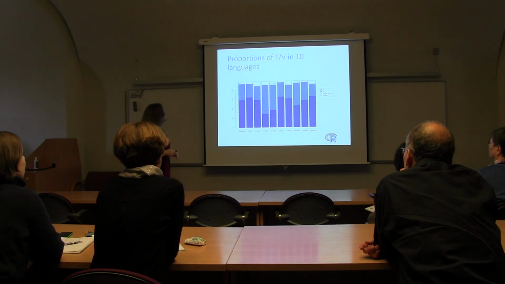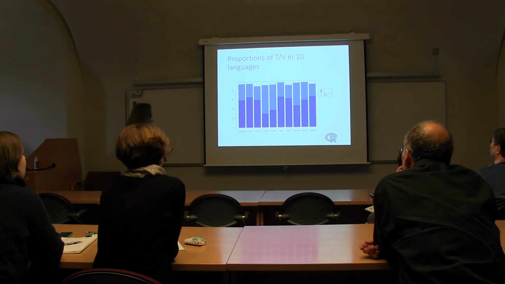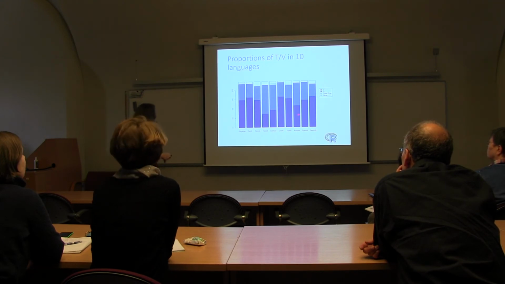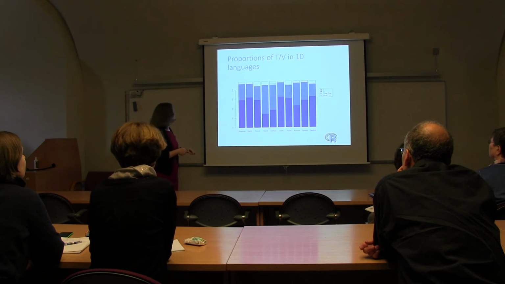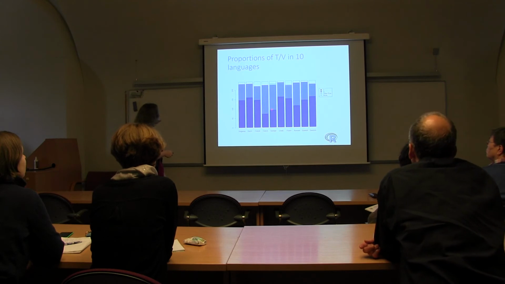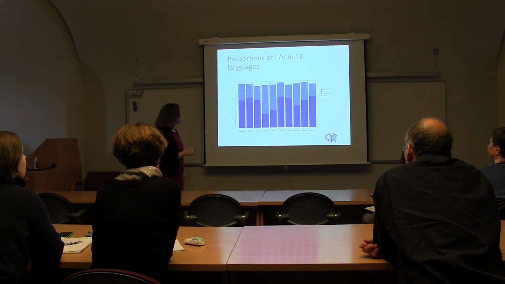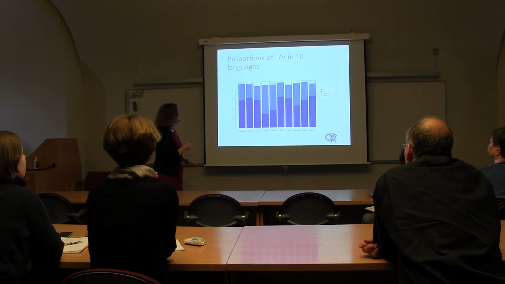I hope you can see it. These are the proportions of T and V forms in 10 languages: Bulgarian, Dutch, Finnish, French, German, Greek, Polish, Russian, Spanish, and Swedish. The very dark blue bars represent the T forms, and the lighter blue bars represent the V forms. The proportion of V forms is the greatest in French, followed by German and Russian. The V form is relatively the least frequent in Swedish, followed by Greek probably.